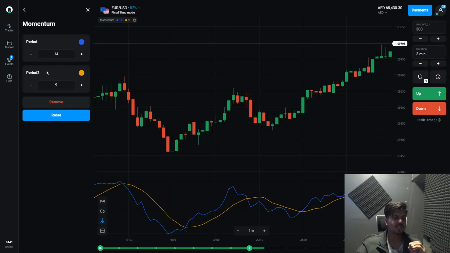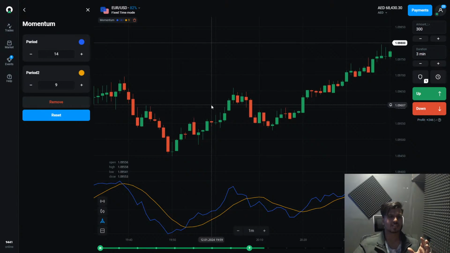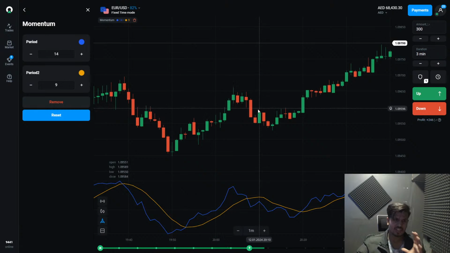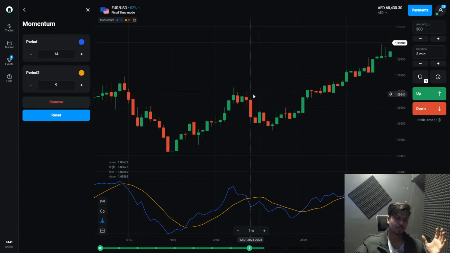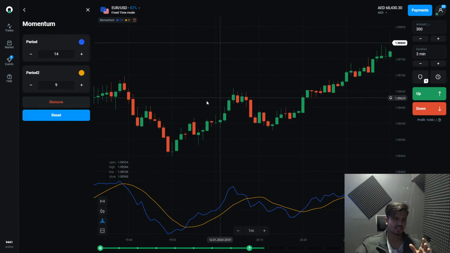The number 14 means the average sum of the previous 14 Japanese candlesticks. This is momentum period 1. And momentum period 2, you can see here, is the number 9, and it means the sum of the previous 9 Japanese candlesticks, and it will give the momentum result. You can change the numbers, but I fixed them here, because if you change the numbers, then both lines will also change.